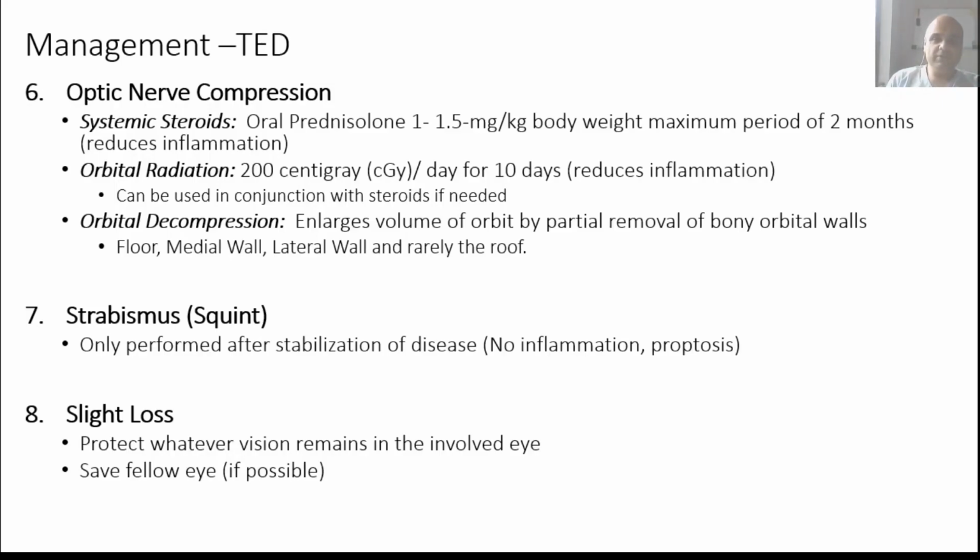For sight loss, it is really important and essential to protect whatever vision is remaining by doing one of the things that we have just talked about for optic nerve compression, either steroids or radiation or the combination of the two, or orbital decompression, and save the fellow eye, because it's really important that you do not forget that there is the other eye that needs to be saved.